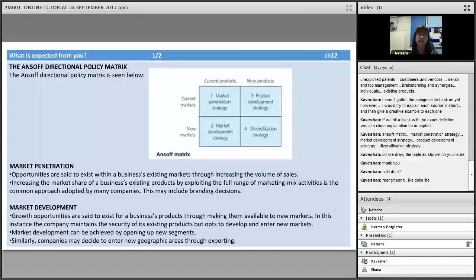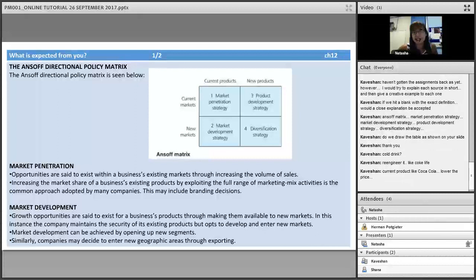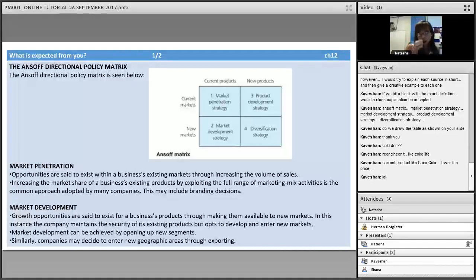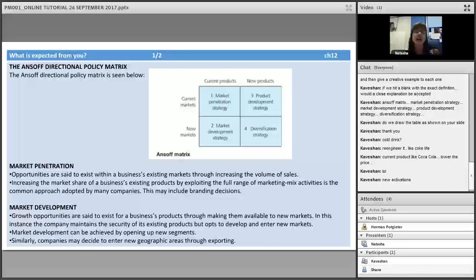The key is in the marketing mix activities with focus on increasing volume. Remember marketing mix, the 4 P's. Okay, I'm going to throw you a lifeline. You can reduce the price. You can have a special event that lowers the price. Yes, indeed. Lower the price to increase the volume.